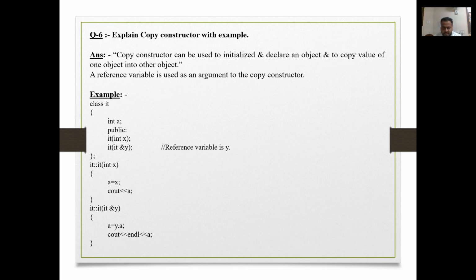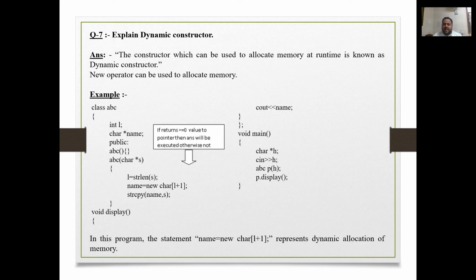Now, explain dynamic constructor. Here, the constructor which can be used to allocate memory at runtime is known as a dynamic constructor. The new operator can be used to allocate memory. For example, class ABC, I am taking integer l, character star name. Here it is your pointer. In public I have taken ABC, this is the default constructor. Here I closed it.